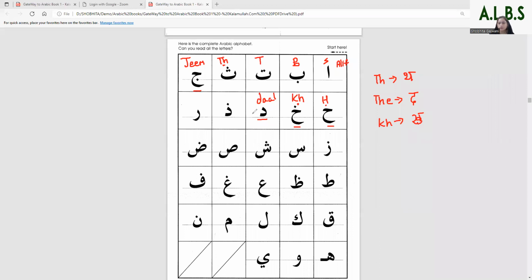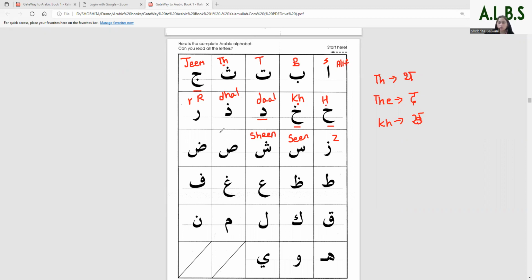After Dal, with the same structure having the dot on it, it becomes Dhal. After Dhal, this letter is known as Ra. Same structure having a dot on it, this is known as Za. After Za, this structure is known as Seen. After Seen, same structure having 3 dots on it is called as Sheen.